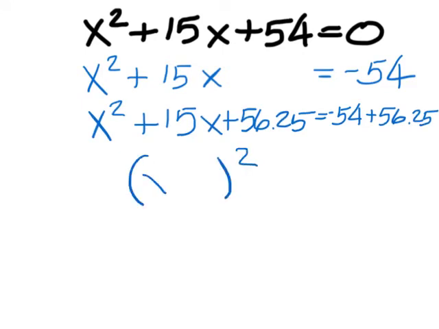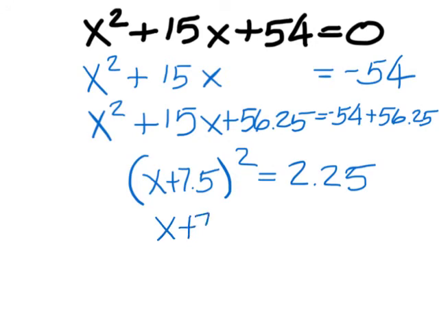You should have the quantity squared of x plus 7.5 equals 2.25. Now bring up the next step. The next step should be x plus 7.5 equals plus or minus 1.5. Now bring up the final answer.